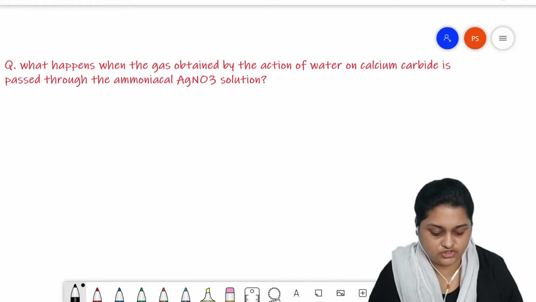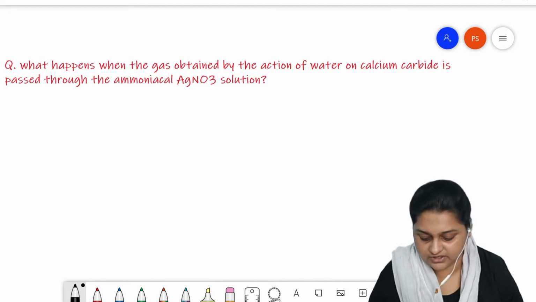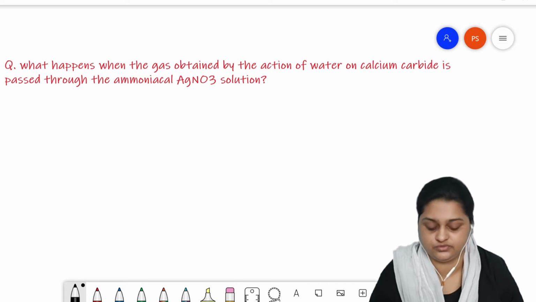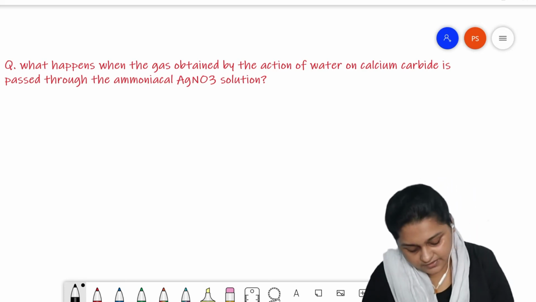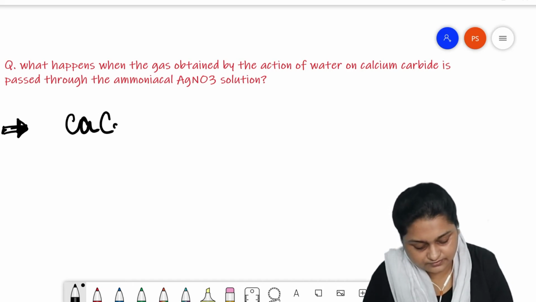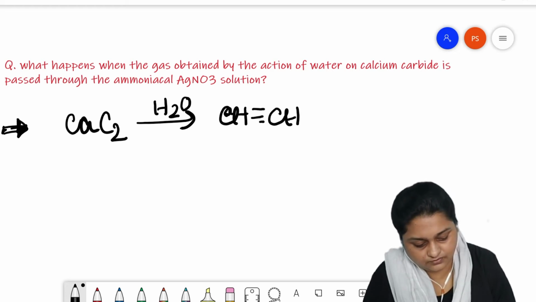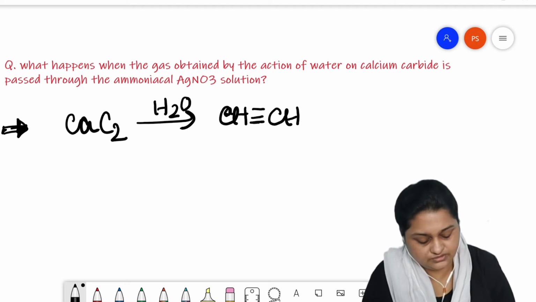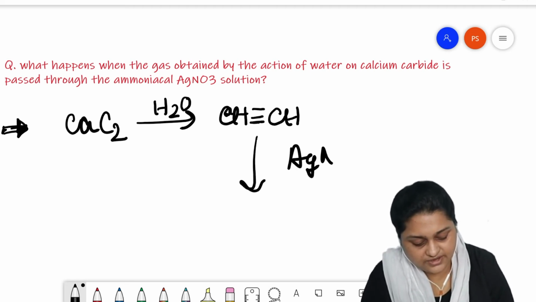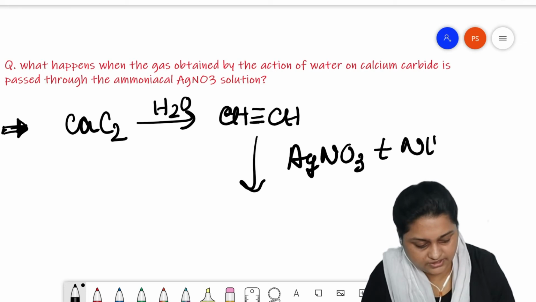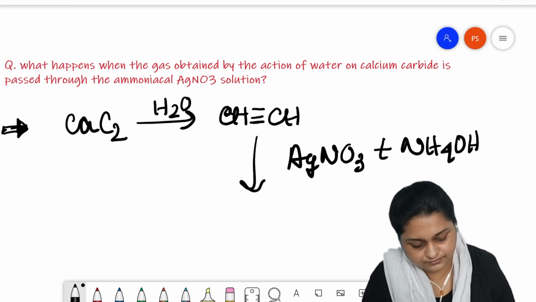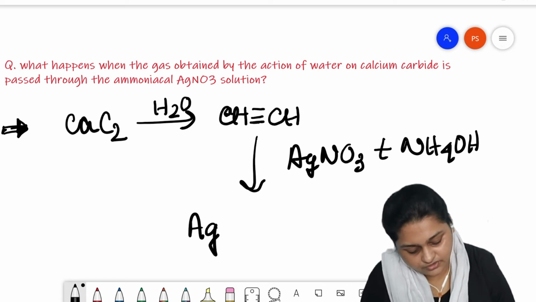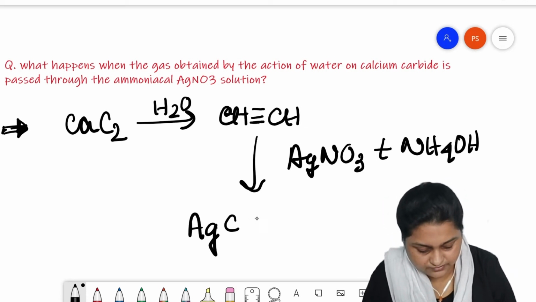What happens when the gas obtained by the action of water on calcium carbide is passed through the ammoniacal silver nitrate solution? So when calcium carbide is treated with water, acetylene gas is produced. When acetylene gas reacts with silver nitrate in ammoniacal solution, that is NH4OH solution, a white precipitate of silver salt of acetylene is produced.